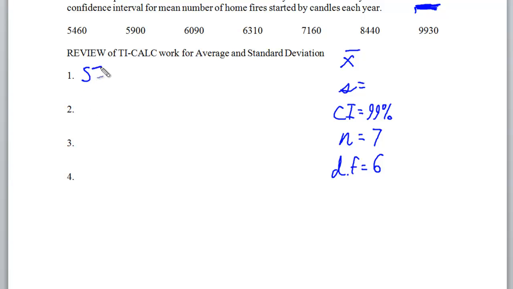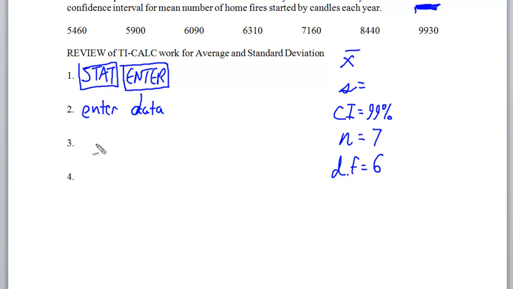So we're going to have stat, enter. So hit the stat key and then hit the enter key. So write the steps down. And then step 2 is to enter the data. And you're going to enter that into list 1 like you would a spreadsheet, and I'll show a demonstration of this.